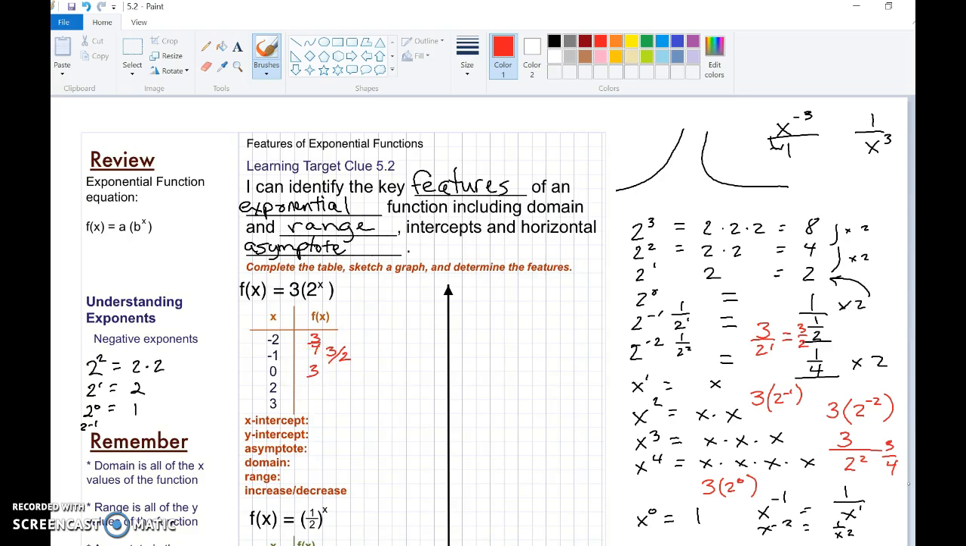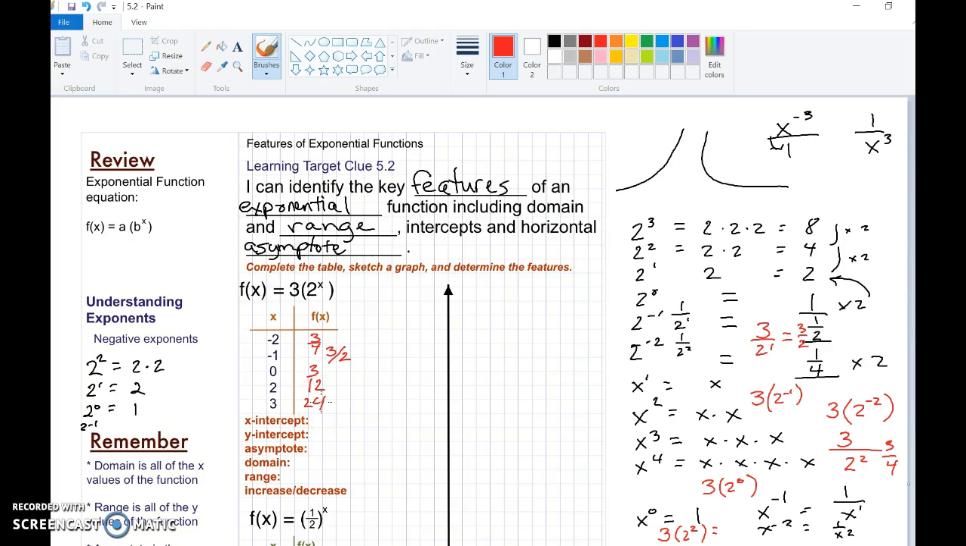And then we have 3 times 2 to the 2nd power. 2 to the 2nd is 4, and 3 times 4 is 12. And 3 times 2 to the 3rd power, well, 2 to the 3rd power is 2 times 2 times 2, which is 8. So 3 times 8 is 24.